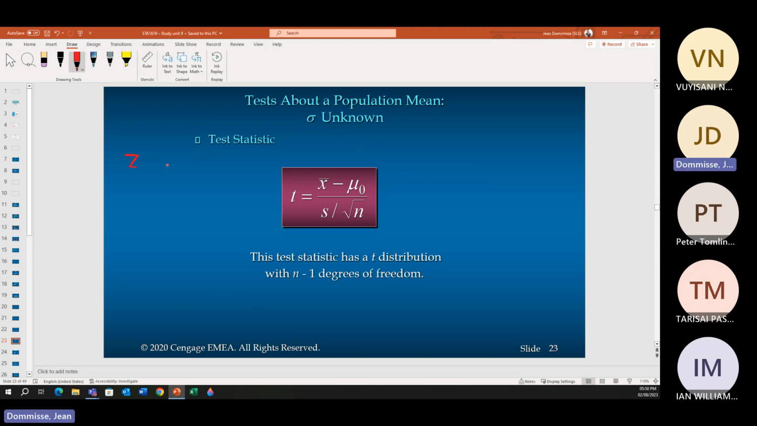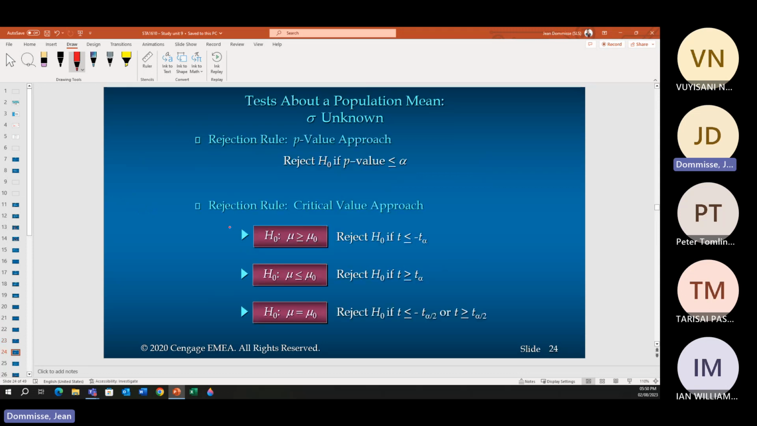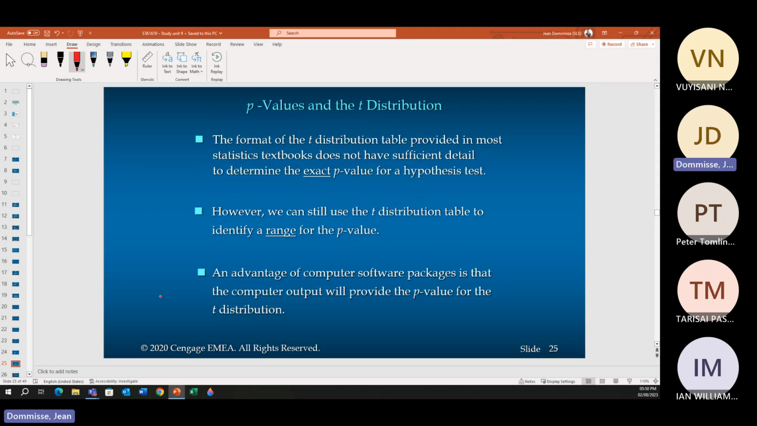What's also important to remember from, I think again it was study unit 7, is that with T we're going to work with the degrees of freedom and those kinds of things. So just keep that in the back of your mind.